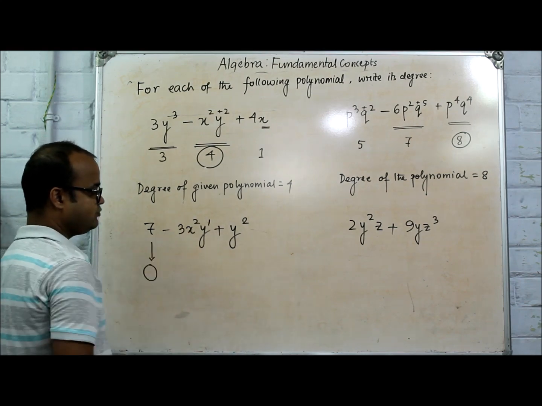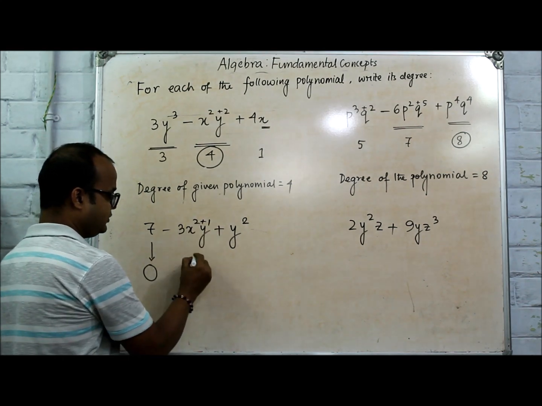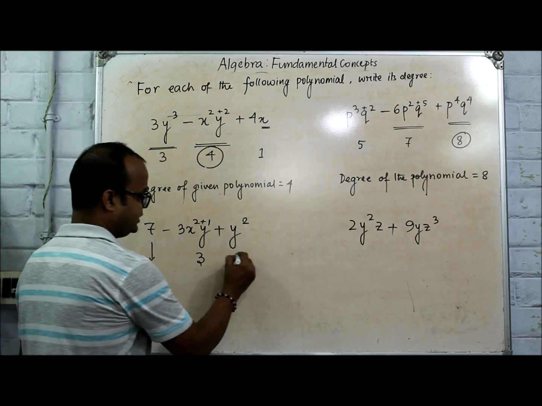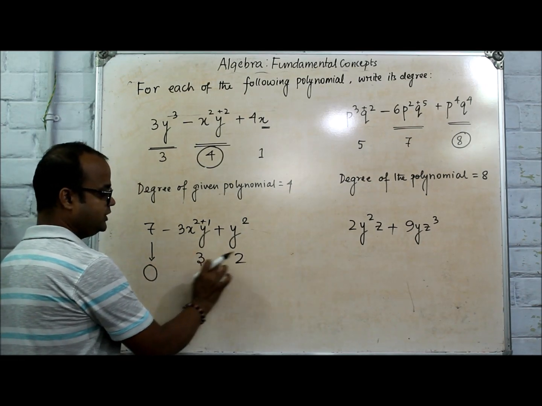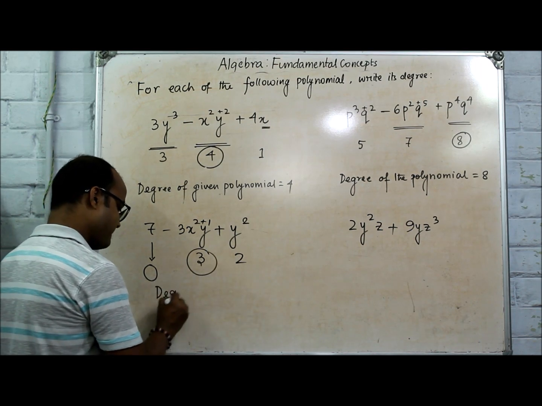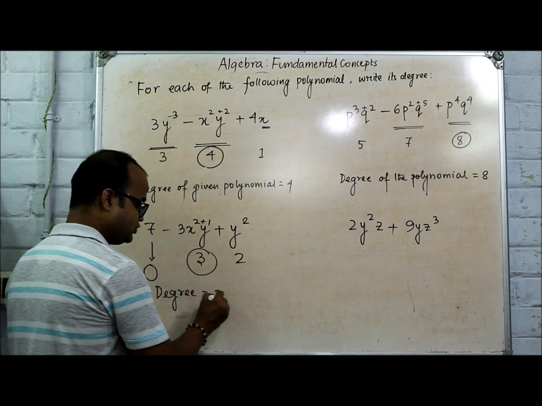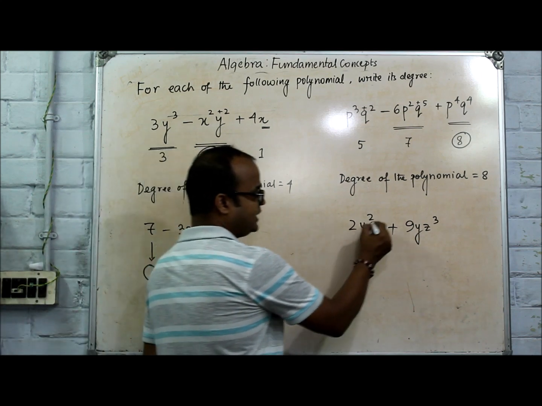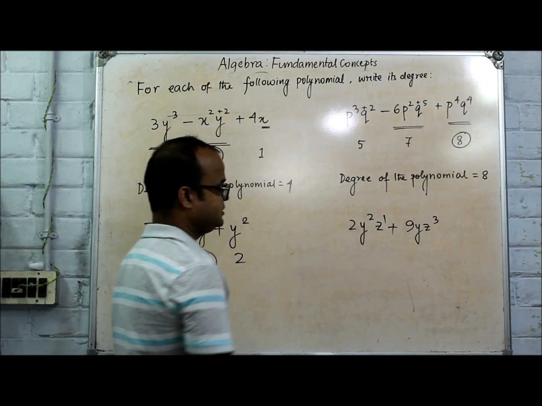Y can be written as y to the power 1. 2 plus 1, 3. Y square: 0, 3, 2. The highest is 3, so the degree is equal to 3.